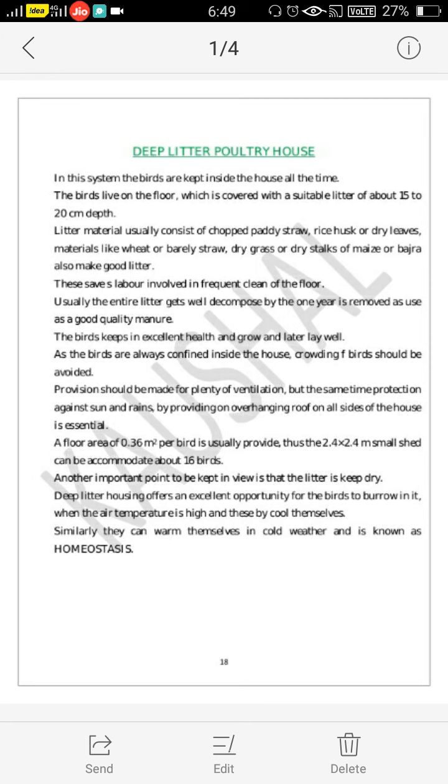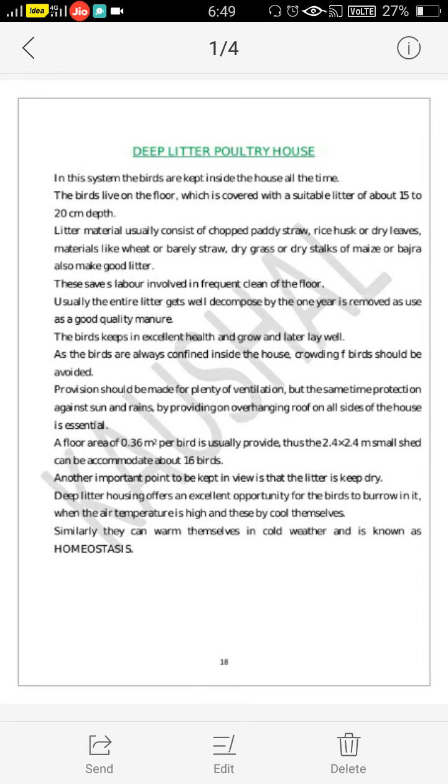Today we are going to study the topic deep litter poultry house. We had already discussed the wire floor poultry house in the last lecture, as per the material required for the construction of floors. There are three types of poultry houses: wire floor poultry house, deep litter poultry house, and cage house. So this is the deep litter poultry house.